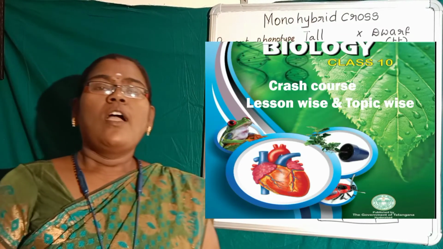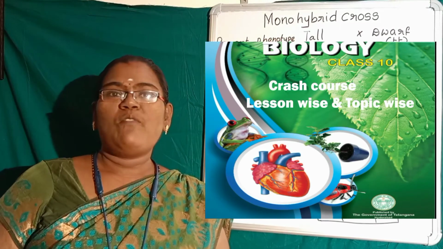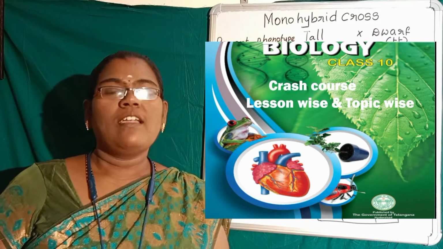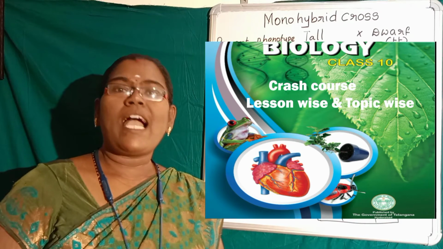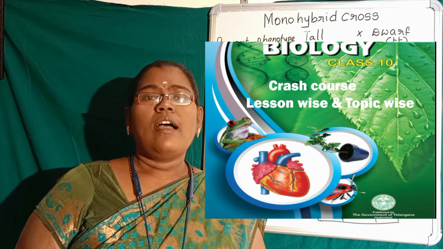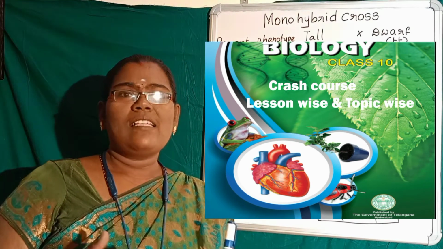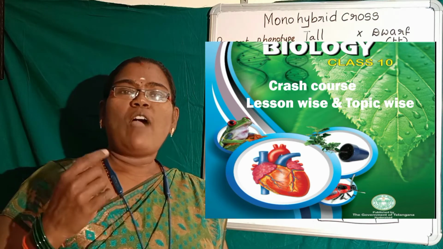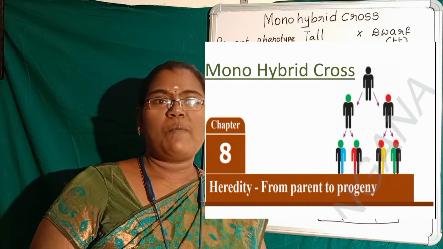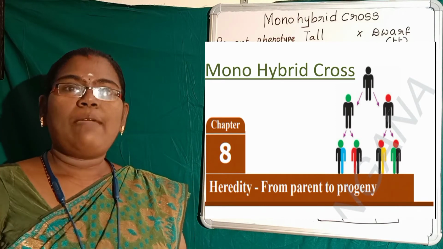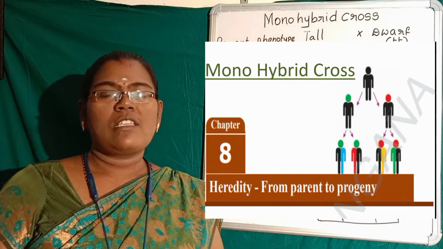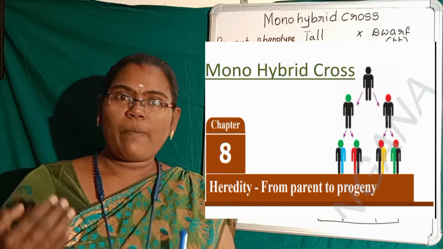Friends, in this video I came with one more interesting topic from the heredity lesson. It is the monohybrid cross. Mendel explained only one character, how it passes from parent to progeny in this cross. The name monohybrid cross itself explains that.